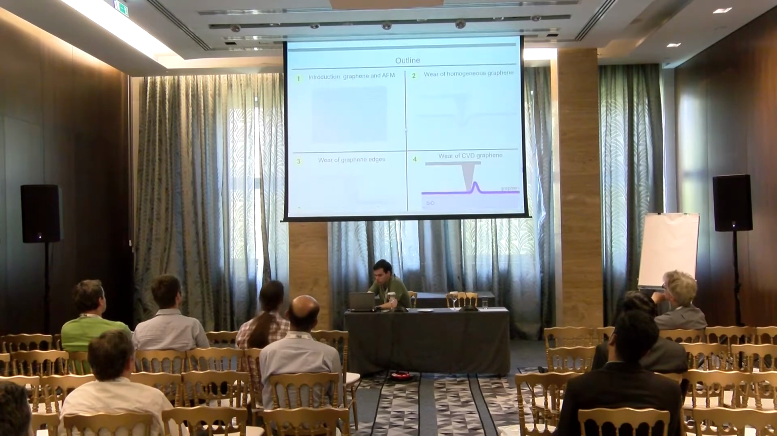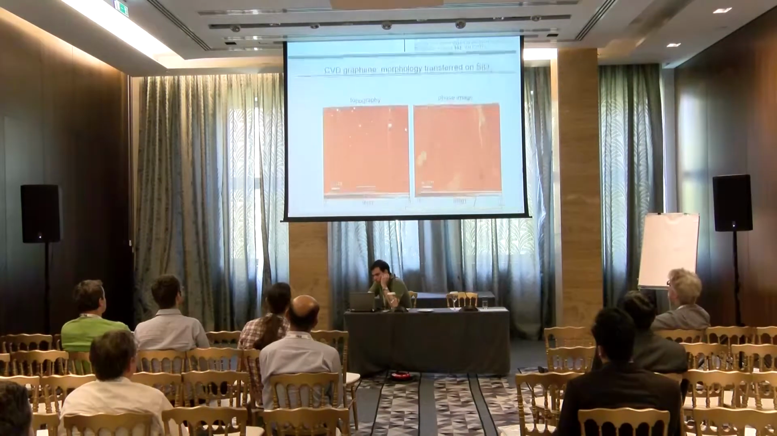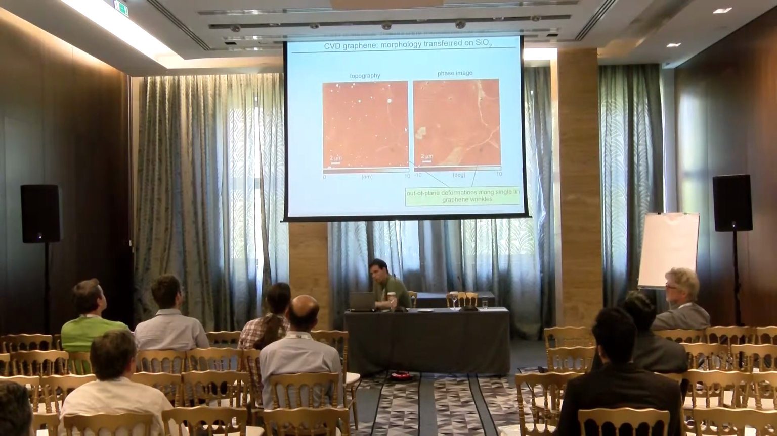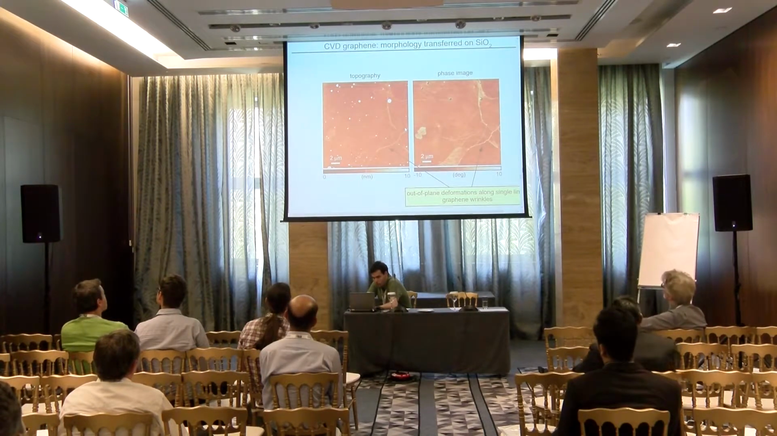Okay. And for the final segment, we have wear of CVD graphene. Okay, let's go next. So, as I said, chemical vapor deposition is a very nice method for the production of large-area graphene, but it is characterized by these out-of-plane deformations, which are called graphene wrinkles, and you can see them as these bright lines both in topography and phase image.